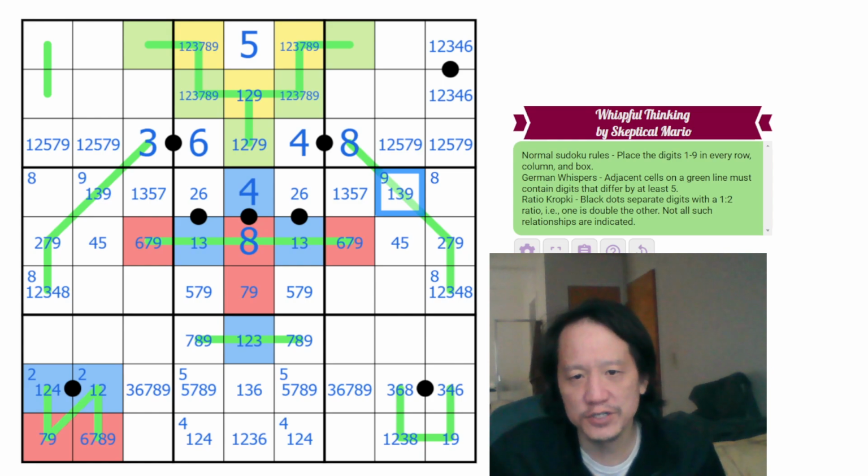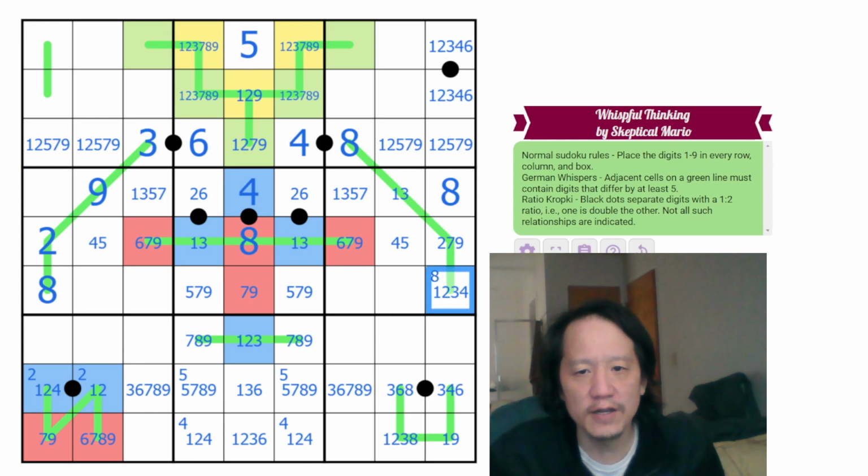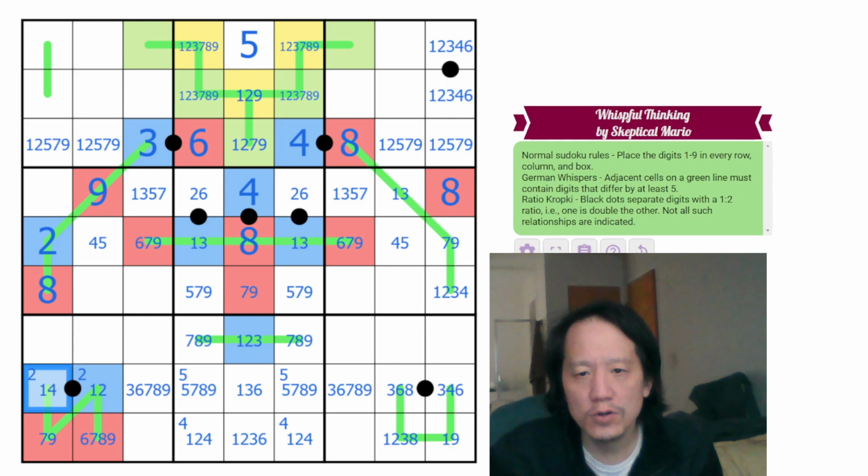That was a contradiction. Therefore, this is a low, so it can't be 9. This has to be the 9, which makes this a 2, which makes that an 8. So this can't be 8. This has to be 8. So this can't be 8 anymore. This is 1 or 3. This can't be 2. So these are high. These are all high. And these are low. These are high. So this can't be 2 anymore.